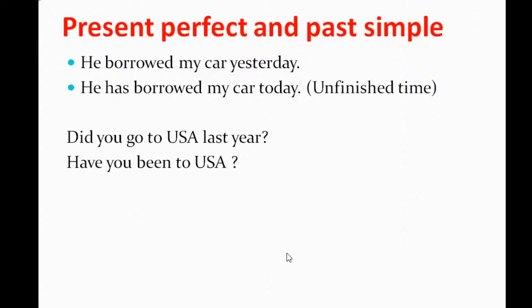So he borrowed my car yesterday is simple past tense, and he has borrowed my car today is a present perfect tense, because though it is referring to the verb in its past form, the timeline is not finished yet. It's an unfinished time. Today is still going on.